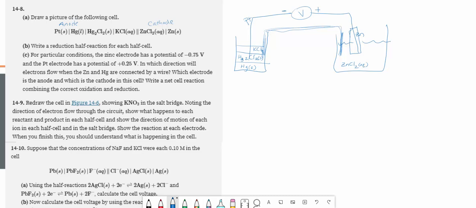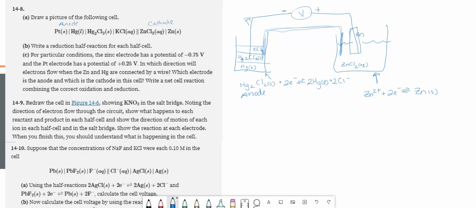Now we are asked to write the reduction half reaction for each half cell. So for the cell on the left, we have Hg2Cl2 solid plus 2 electrons is going to be in equilibrium with 2 liquid Hg plus 2 Cl minus. So that is for the anode. And for the cathode then, we will have zinc 2 plus and 2 electrons in equilibrium with zinc solid.